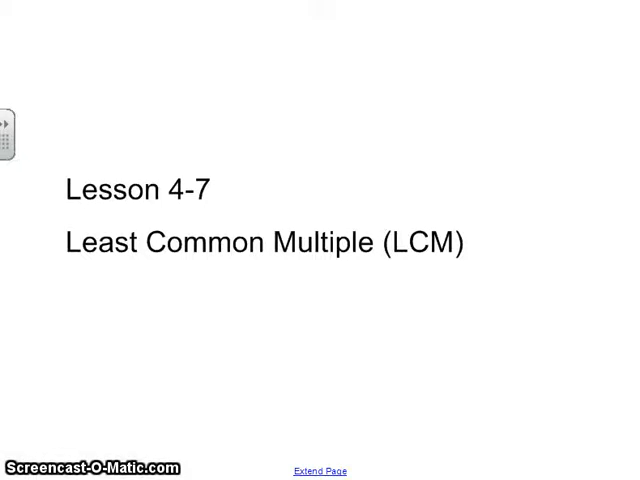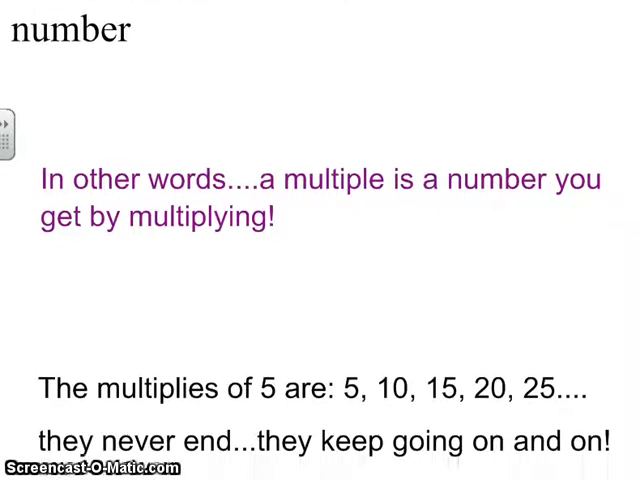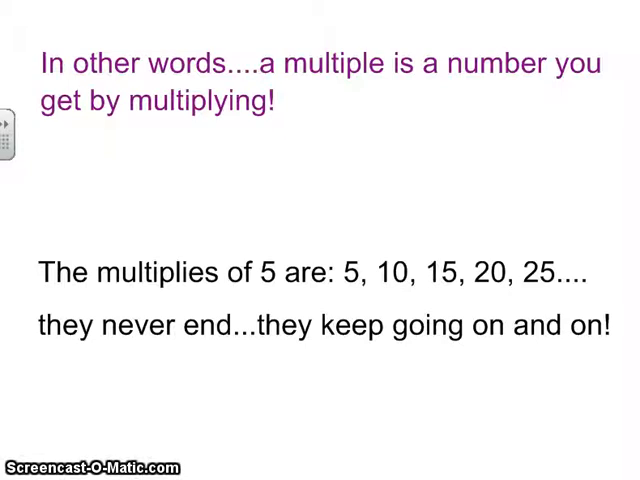Lesson 4-7 is called Least Common Multiple, or LCM for short. In order to do this, you need to know what a multiple is. A multiple is basically the answer you get when you multiply two factors. So the multiples of 5 are 5, 10, 15, 20, 25. That's because you're counting by fives each time. Multiples never end. They keep going because you can keep multiplying by a number to get another multiple.